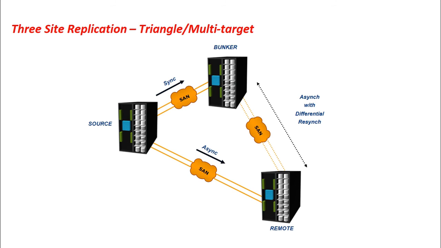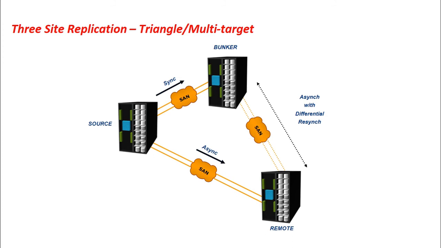During normal operations, all three sites are available and the production workload is at the source site. At any given point of time, the data at the bunker and the source is identical. The data at the remote site is behind the data at the source and the bunker. The replication network links between the bunker and the remote sites will be in place but not in use. Thus, during normal operations, there is no data movement between the bunker and the remote sites.